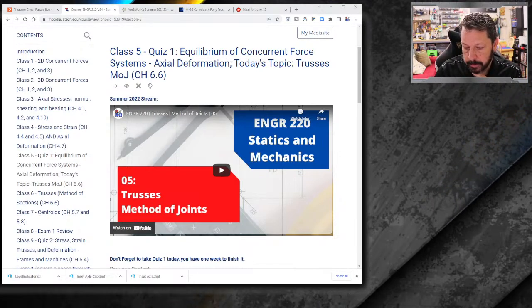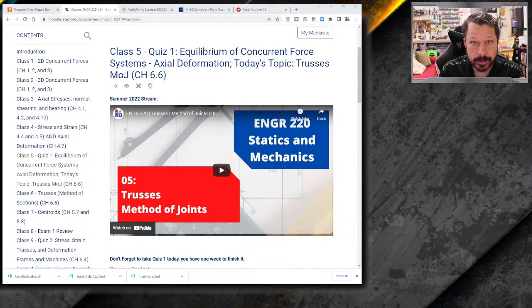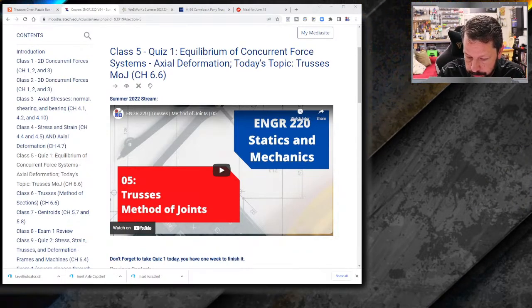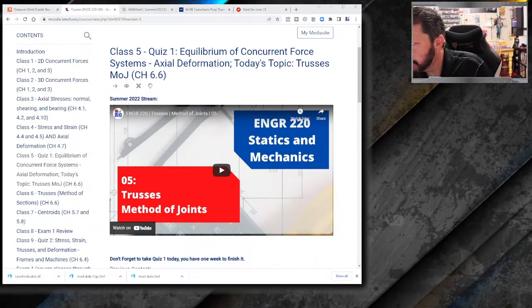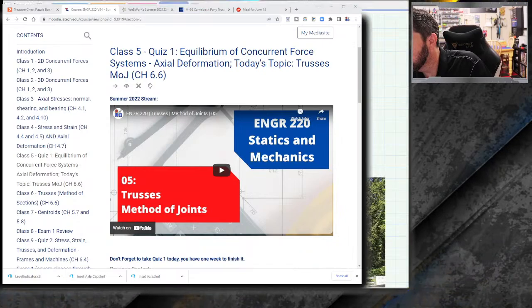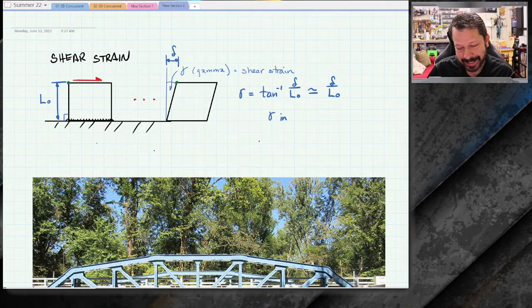So as long as the angle gamma is in radians, which it normally is. So gamma in... oh no, thank you, I put the wrong thing on there. That's all. Okay.